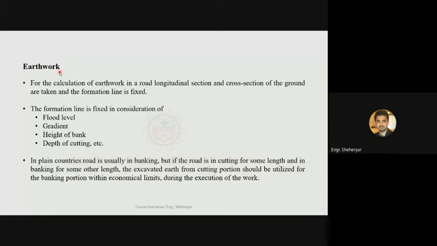Now there is some discussion on how and what are the factors involved in fixing the road profile, which you might know. Have you studied these topics in transportation engineering? How do you fix a road profile? What are the factors involved in fixing the road profile?